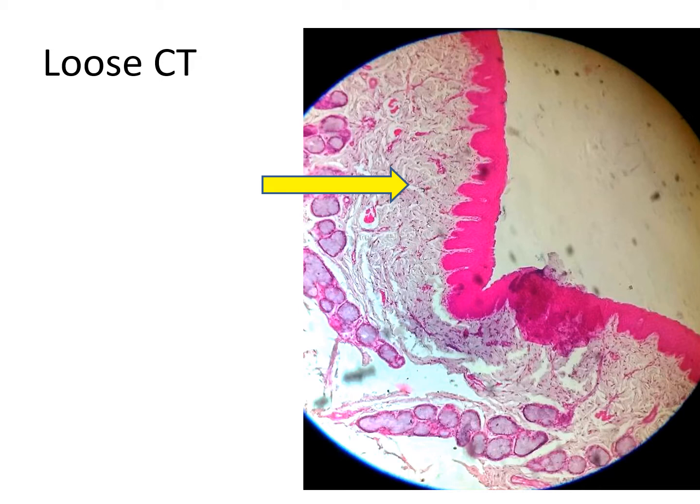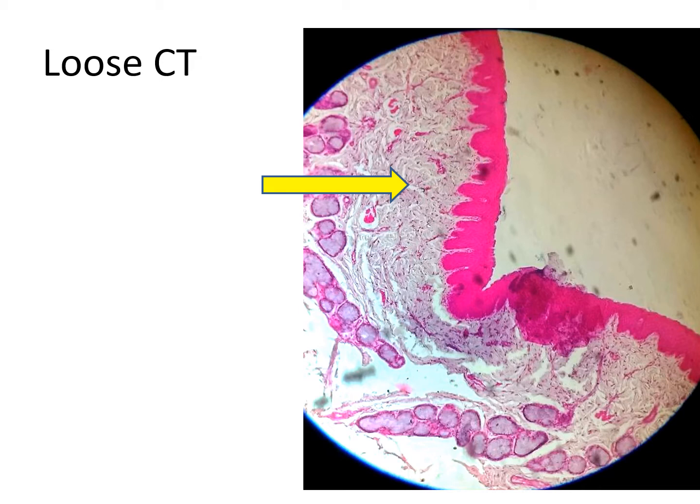Loose connective tissue is the most widespread connective tissue. It is a loosely woven network of fibers: collagen fibers, elastic fibers and reticular fibers. This arrow indicates the loose connective tissue. The connective tissue cells, fibroblasts, macrophages, plasma cells, fat cells, white blood cells and mast cells are present, which along with the fibers are embedded in the ground substance. Ground substance consists of hyaluronic acid and chondroitin sulfate. So it contains the ground substance and the cells.